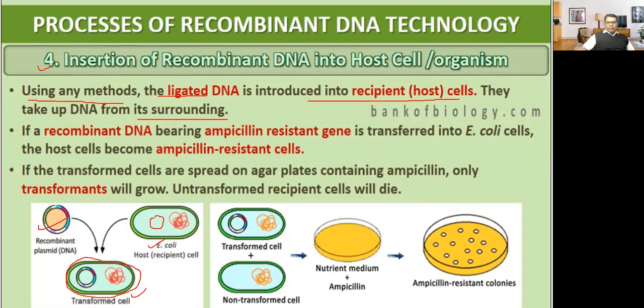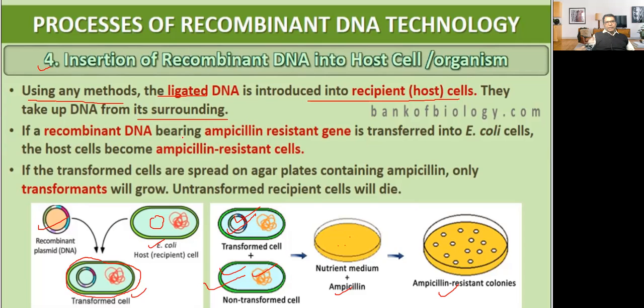So here there will be some transformed cells, some will be non-transformed cells. Then they will be transferred to nutrient medium containing ampicillin. Those which have ampicillin resistance will survive. Those which are non-transformants will not have ampicillin resistance, so if you keep them there, they will die. Only the E. coli which have ampicillin resistance will develop their colony.